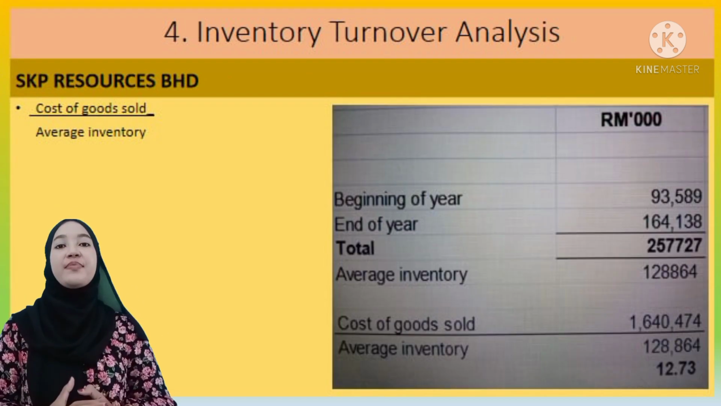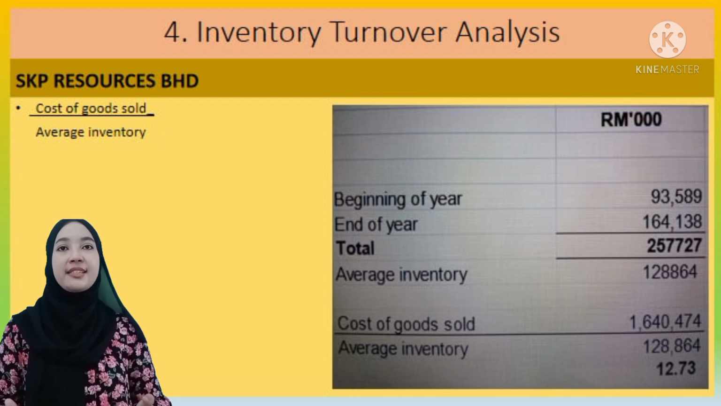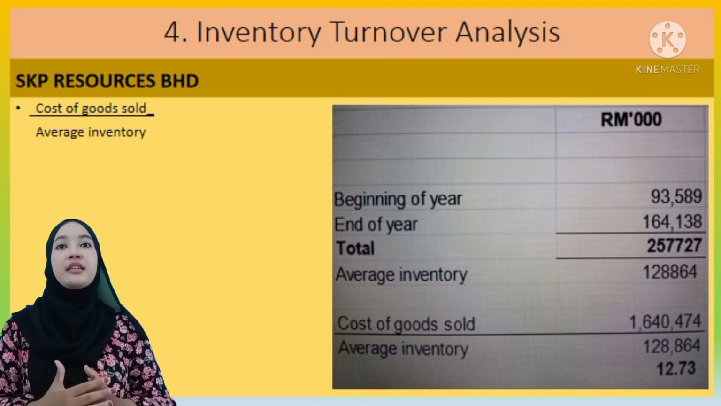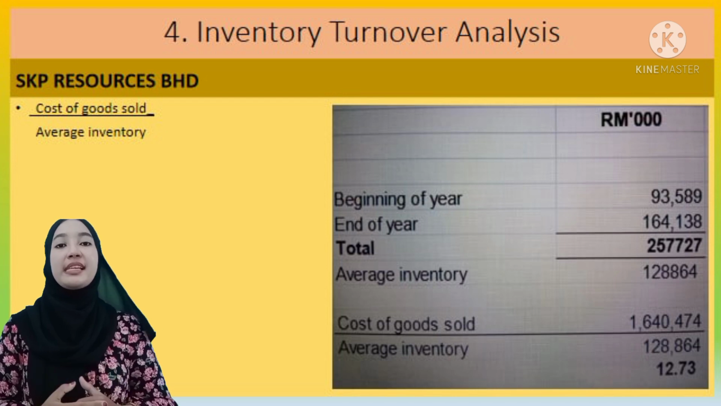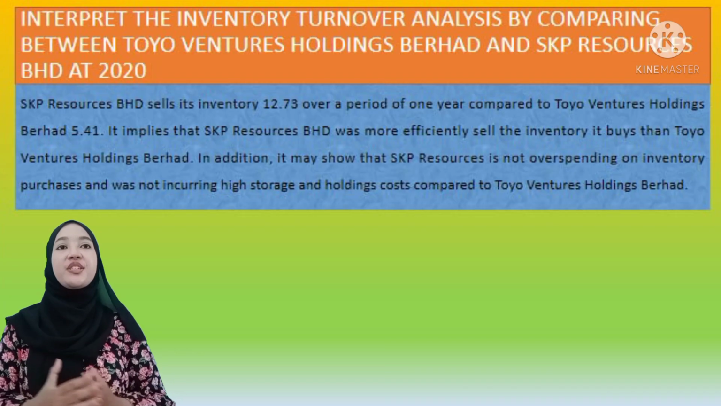Inventory turnover analysis for SKP Resources Berhad. The formula to compute average inventory is beginning of year 93,589,000 plus end of year 164,138,000 equal 257,727,000. 257,727,000 divided by 2 equal 128,864,000. Cost of goods sold equal 1,740,474. Get data from Annual Report 2020 statements of comprehensive income divided by average inventory 128,864,000 equal 12.73.